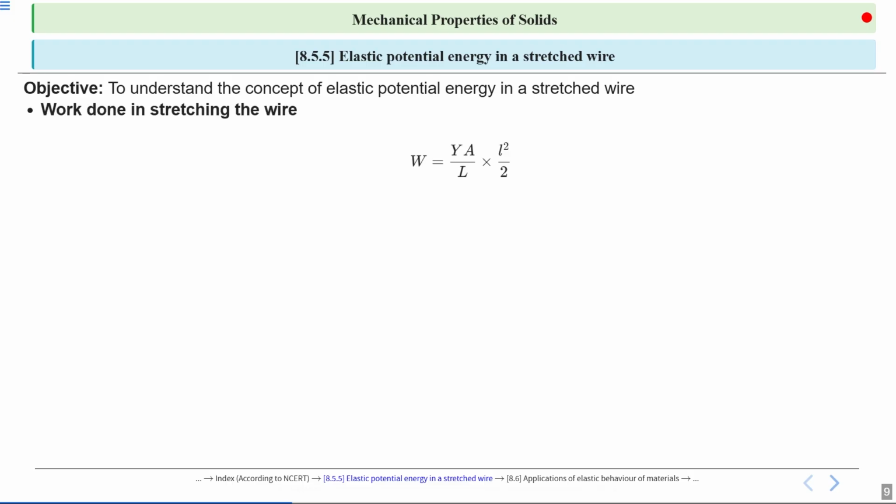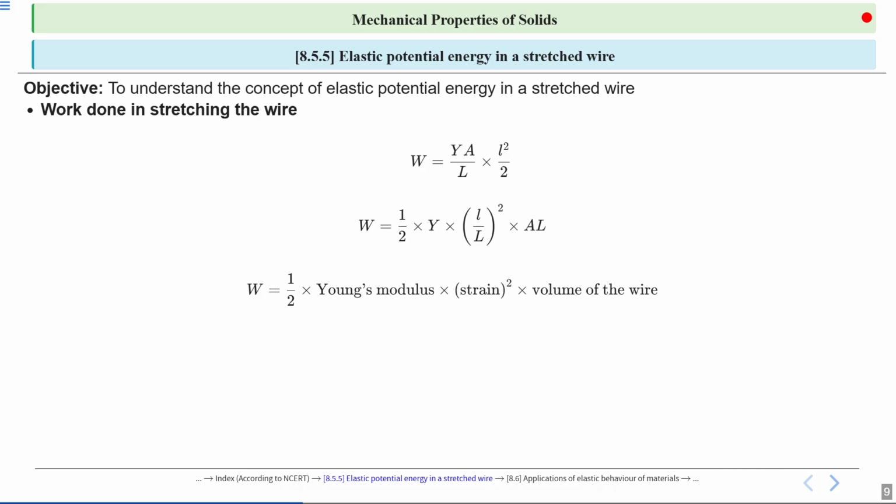Now, work done in stretching the wire. So we have the formula W equal to YA divided by L into l square by 2. Let's rewrite the formula in a slightly different form. W equal to 1 by 2 into Y into l by L whole square into AL. This form makes it easier to see how strain affects the work done. So W equal to 1 by 2 into Young's modulus into strain square into volume of the wire.